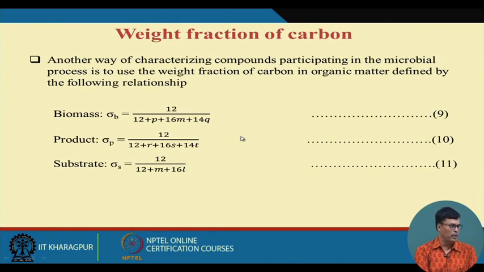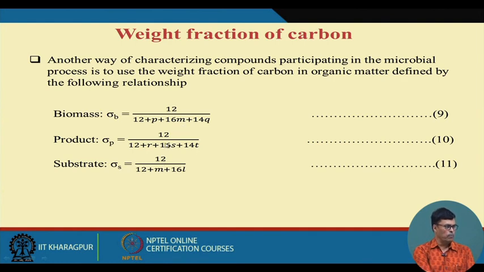Now another way of characterizing the compounds participating in the microbial process is to use the weight fraction of carbon in the organic matter, defined by the following relationship. As an example, suppose we have biomass, and we have the formula of biomass. So we have 1 gram atom of biomass, that is equal to 12 grams, because the atomic weight of carbon is 12. Then if you look at the formula, what is the molecular weight of the biomass for 1 gram atom? If you multiply this, oxygen will be 16, nitrogen will be 14, and hydrogen will be 1. If you put in these values, then you will get the sigma B, then sigma P and sigma S also.